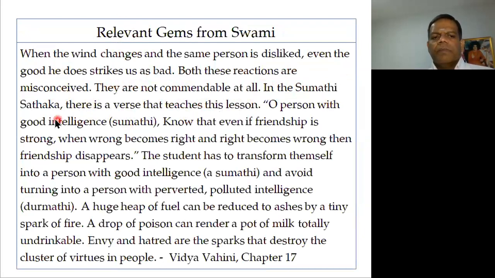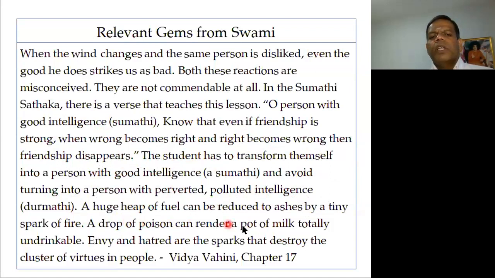In the Sumati Shataka, there's a verse that teaches this lesson. O person with good intelligence, Sumati, know that even if friendship is strong, when wrong becomes right and right becomes wrong, then friendship disappears. The student has to transform themselves into a person with good intelligence, a sumati, and avoid turning into a person with perverted, polluted intelligence, durmati.